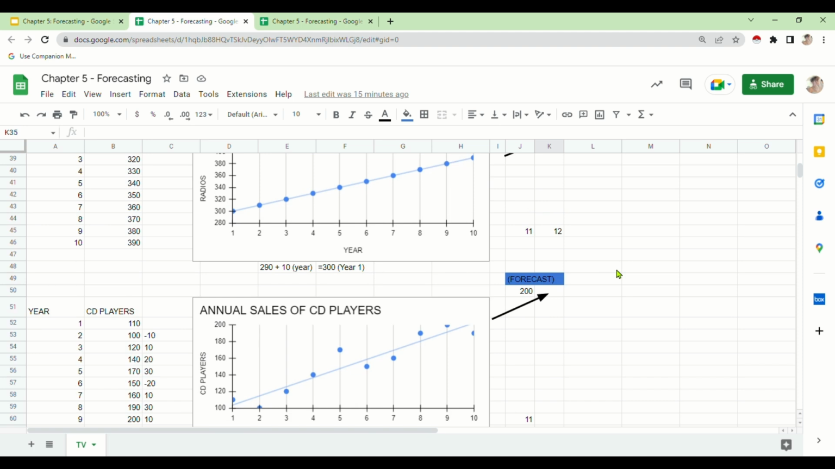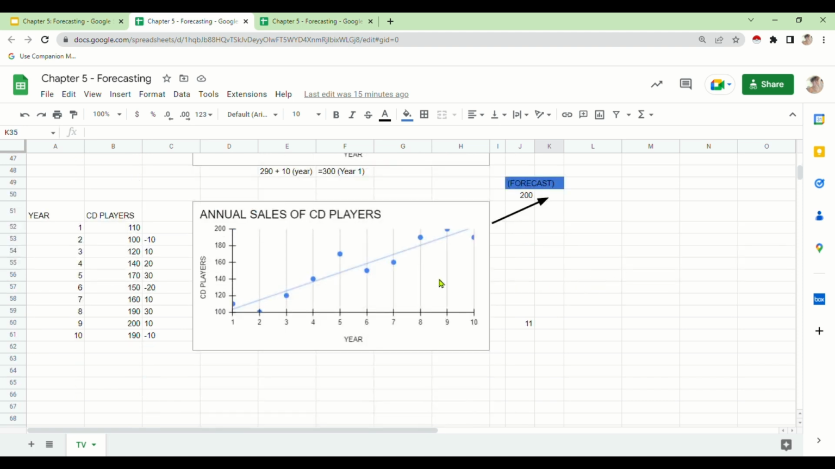And as for the last example, annual sales of the CD players, in the sales graph, the trend line, this line is the trend line. The trend line may not be perfectly accurate due to variation each year. As you can see, the increasing rate or decreasing rate is not constant. For the year 2, it decreased by 10. For the year 3, it increased by 10, and so on. However, sales appear to be increasing over the past 10 years.